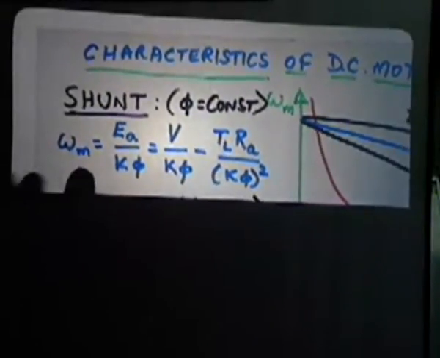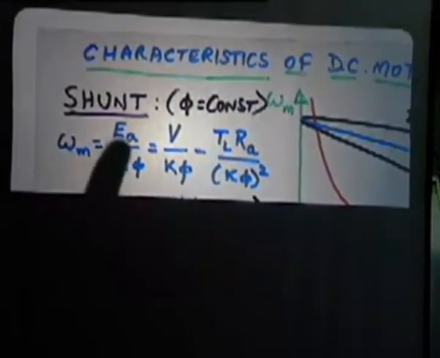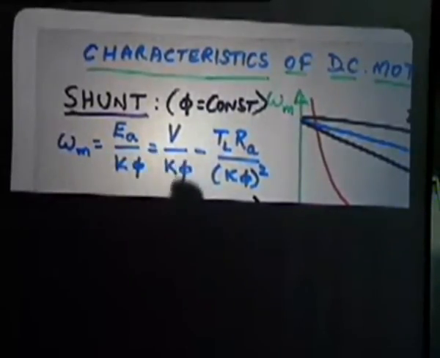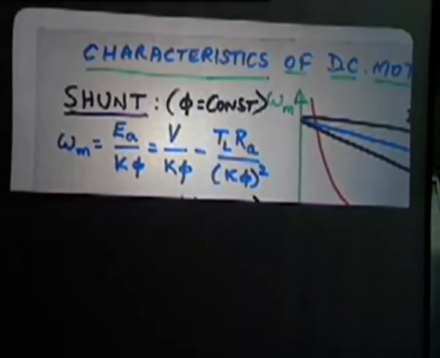Now the speed in a machine is equal to EA divided by K phi, where K is the constant. But EA is equal to V minus IA RA, and we can show that IA is T by K phi, and that's our relation. Maybe just to get that relation from basics, it's a two-step derivation like this.